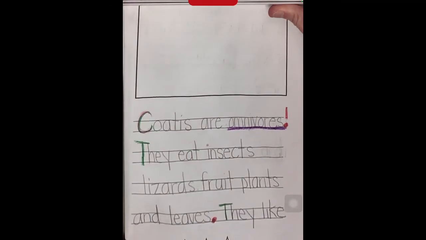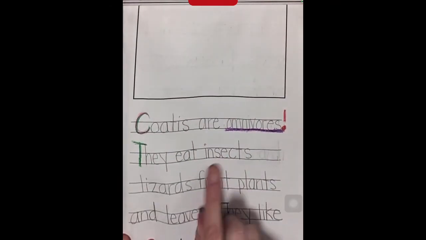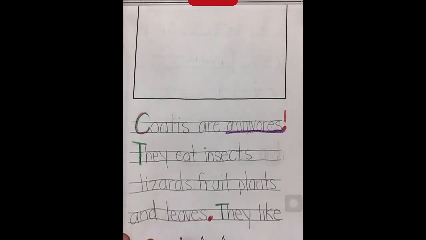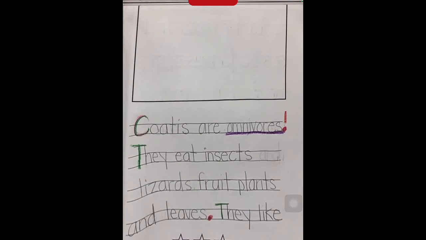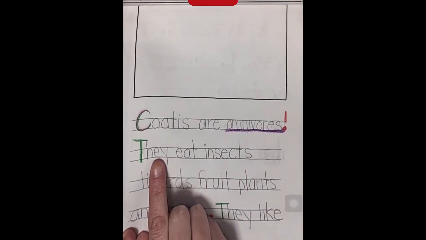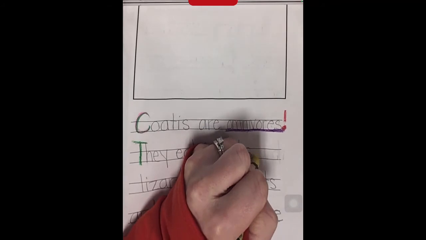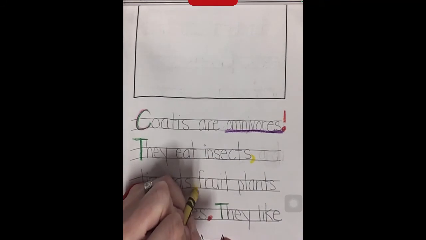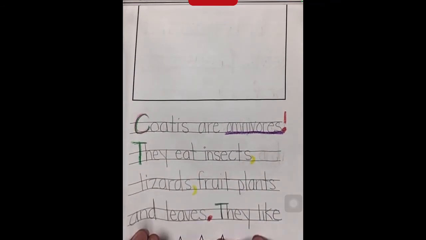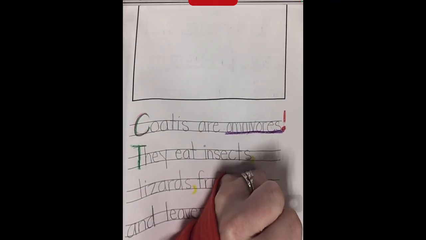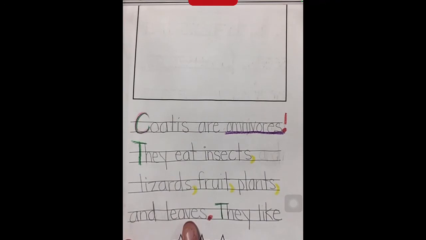In there, I think I listed 1, 2, 3, 4, 5 different things that a coati eats. So, after each thing that I list, I have to use a comma. Are you ready? I have my yellow. They eat insects, comma, lizards, comma, fruit, comma, plants, comma, and leaves.